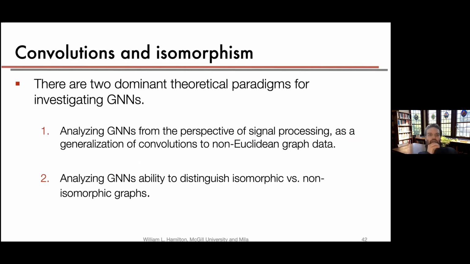So I want to ideally go over two dominant theoretical paradigms that we can use for understanding GNNs. The first, and the one I'll spend a little bit more time on, is the idea of analyzing graph neural nets from the perspective of signal processing, thinking of graph neural networks as being generalizations of convolutions to non-Euclidean graph data. The second is analyzing GNNs from the perspective of graph theory and the notion of isomorphism testing. I alluded to isomorphism testing in the first few minutes of this talk, but we can think about GNNs in terms of their power to distinguish isomorphic graphs.